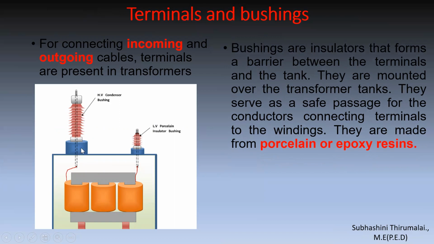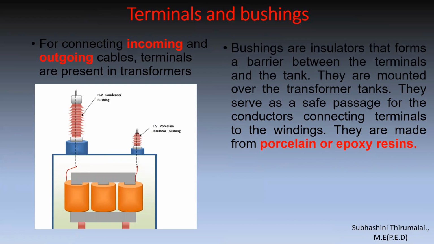So it is in between your terminal and the tank, so that the windings do not get connected or shorted. In between you have this bushing, an insulating material. For an HV system, we have a condenser type of bushing, and for an LV system, we have porcelain or epoxy material bushing. So bushings are insulators that form a barrier between the terminals and the tank.